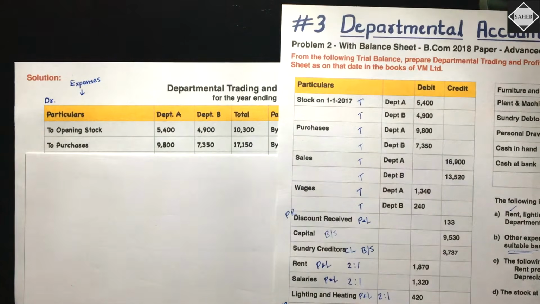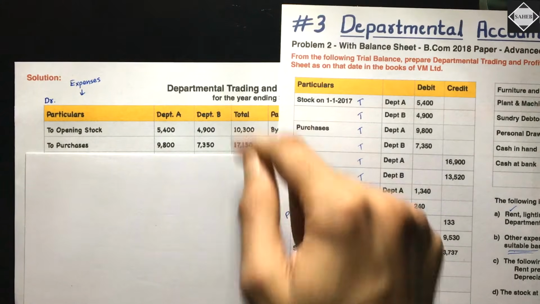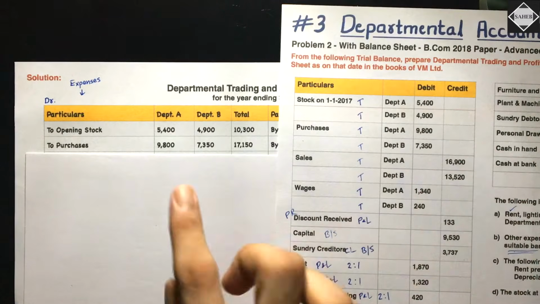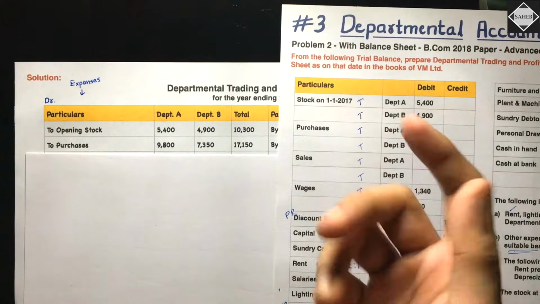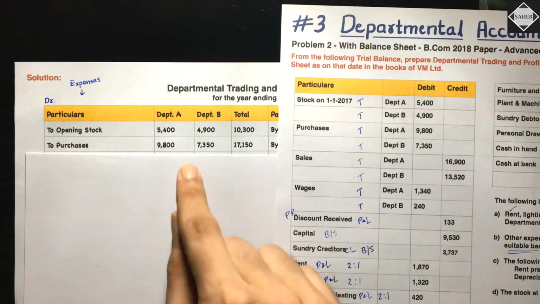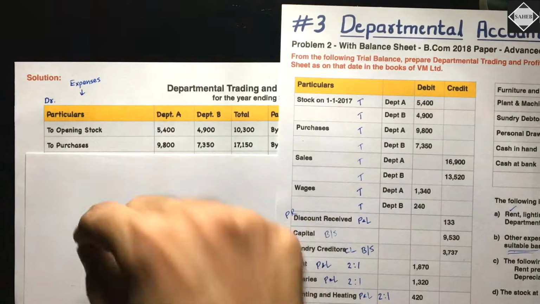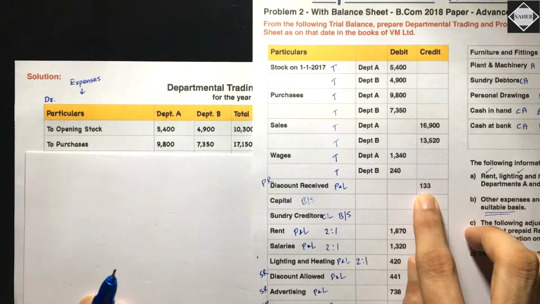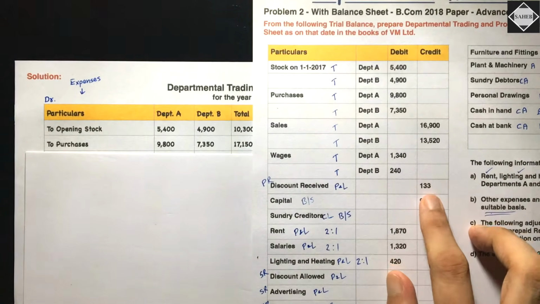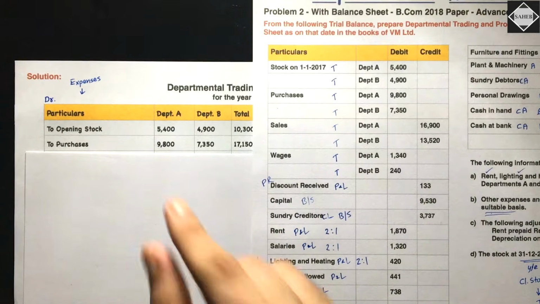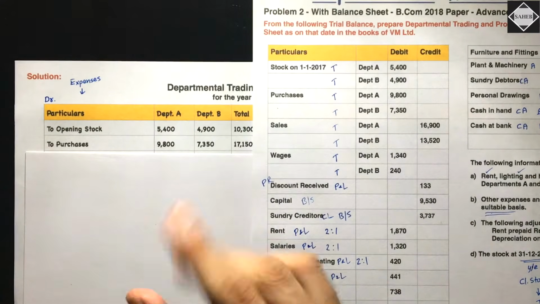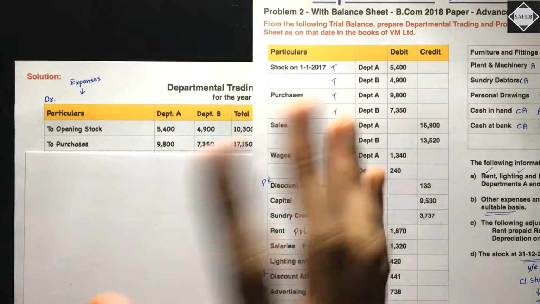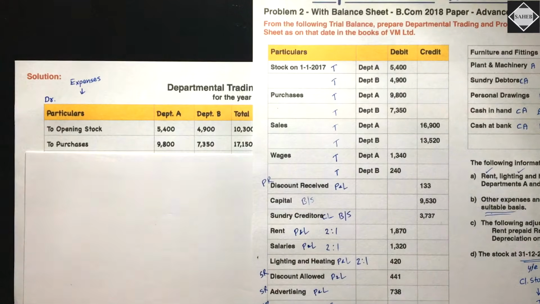Now another benefit I'm going to tell you about the total column. If you make the total column, then it becomes easier for ratio. We are using whole numbers, right, for ratio right now. So what's our ratio? Our ratio is 9,800 is to 7,350. But while doing the calculation, let's just say you want to apportion this 133. How will you apportion this 133 discount received? 133 into 9,800 divided by the total of both, right? So divide by 17,150. Okay, we'll see, don't worry. So that is what you have to do.